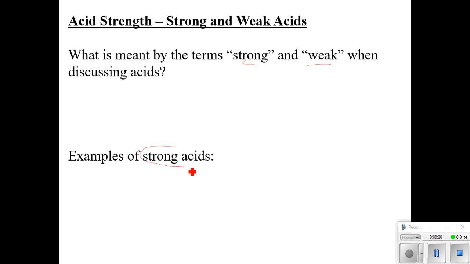So some examples of strong acids, and I'll show you a little bit later where you can actually find this. Acids like hydrochloric acid that I've been using in examples before, that is a strong acid. Nitric acid, sulfuric acid, these are some of the strong acids and some of the common ones that we do talk about as well.